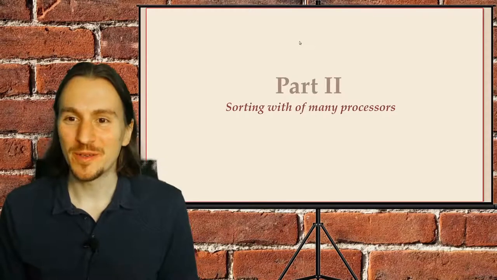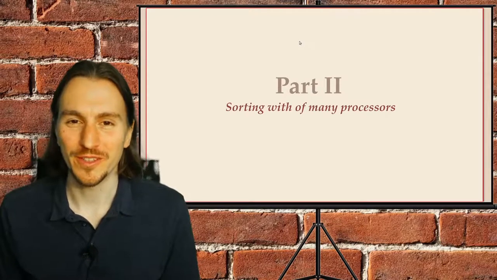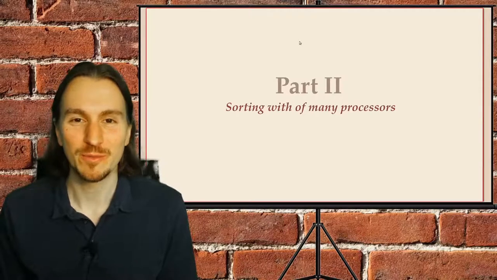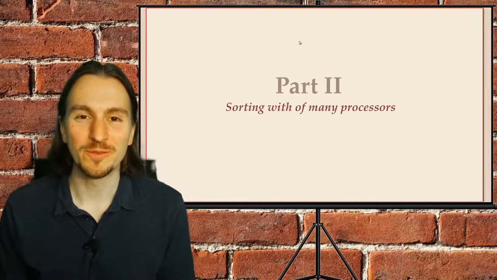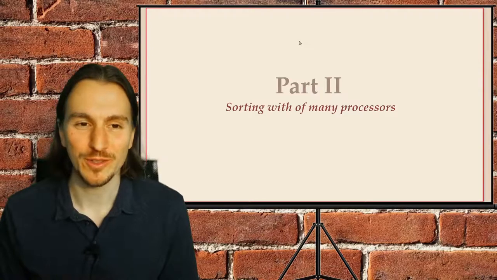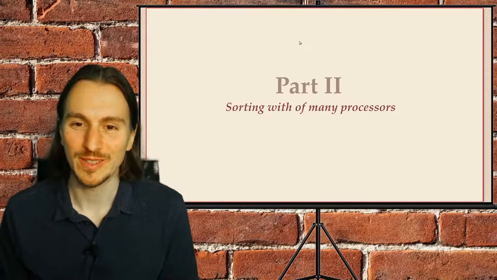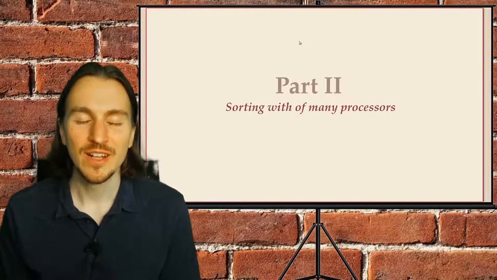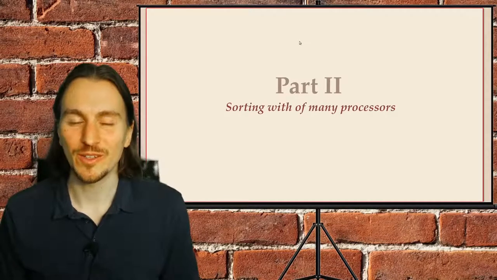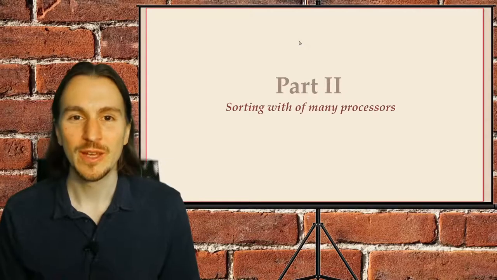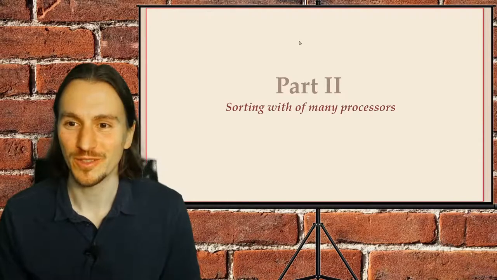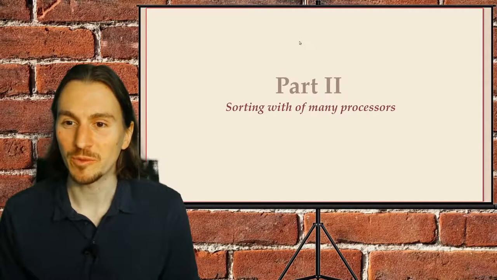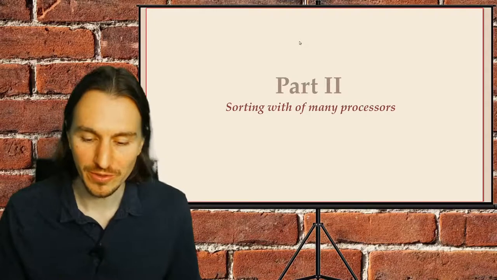I want now to open part two of the sorting unit. When we started this unit, I said it has two purposes why I want to discuss sorting in detail. One, because it's just a beautiful problem that is a nice playground for all sorts of techniques, algorithmic techniques, lower bounds, and these things that we just discussed. And the second reason was that it also is a good place to learn about parallel computation and how to use many different concurrent processors. And this is what this second part will be about, how we can sort with many processors.